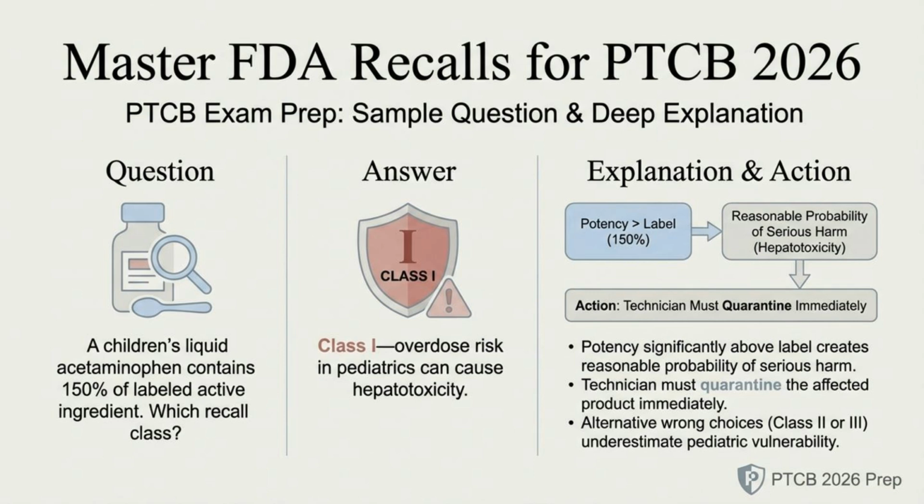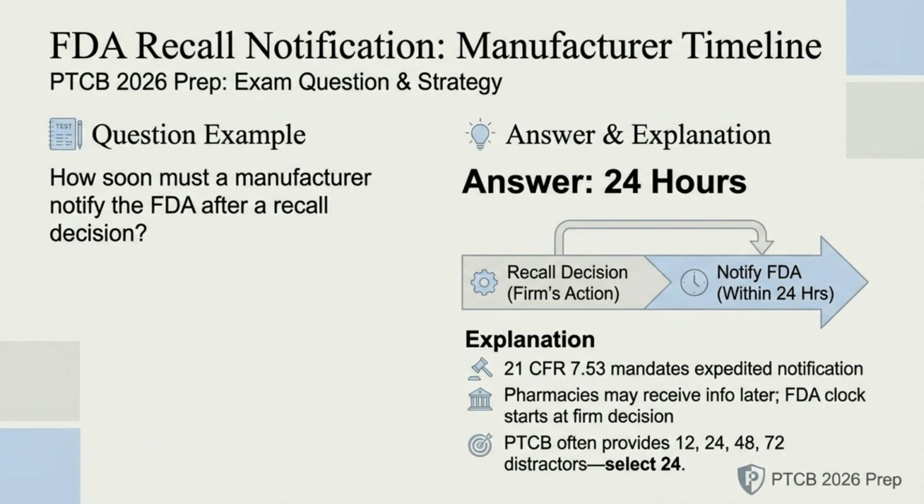Consider this sample question. Liquid acetaminophen with 150% labeled active ingredient poses an overdose risk in pediatrics. This high potency creates a reasonable probability of serious harm, classifying it as a Class 1 recall. How soon must a manufacturer notify the FDA after a recall decision? The answer is 24 hours. This expedited notification is mandated by 21 CFR 7.53, and the clock starts from the firm's decision.